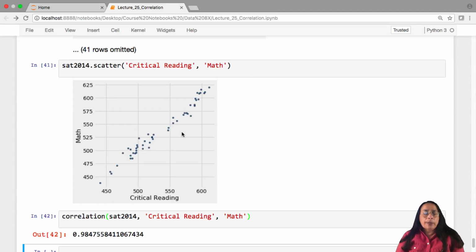The main use of correlation is in predicting one numerical variable given the value of another. That's the topic of the next part of the course.